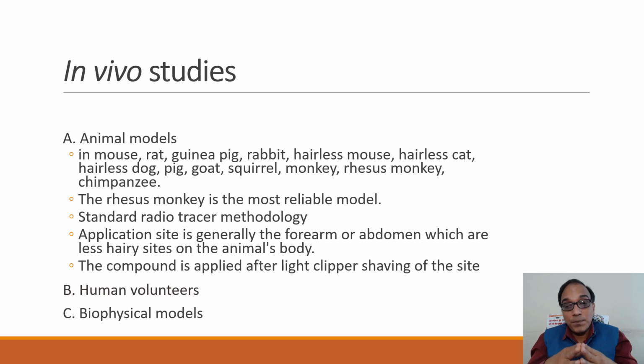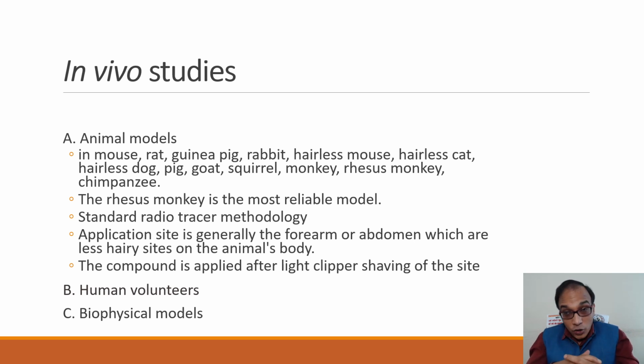The compound is applied after light clipper shaving of the site. What you do, you perform slight shaving, or use hair removing cream, or remove the hairs with a razor, and then you should apply your transdermal film. Okay, and then after a certain period of time you should take the plasma. You should analyze the plasma level by whatever method you are adopting.